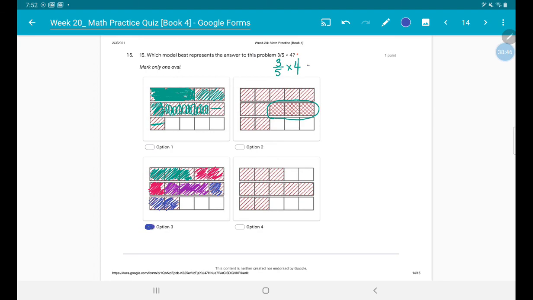Another way that I can solve that, I know that I've got fifth size pieces, so that's going to stay the same. 3 times 4 is 12. So that will equal 12 fifths. I can break that into a mixed number. It takes 5 fifths to make a whole. Another 5 fifths would be one more whole. That would make 10 fifths. And I would have 2 fifths left over. So 2 and 2 fifths. And that's exactly what I have. Option 3 is the correct answer.